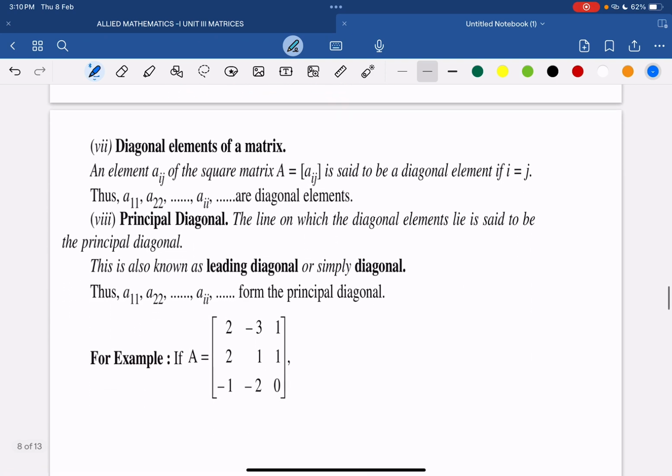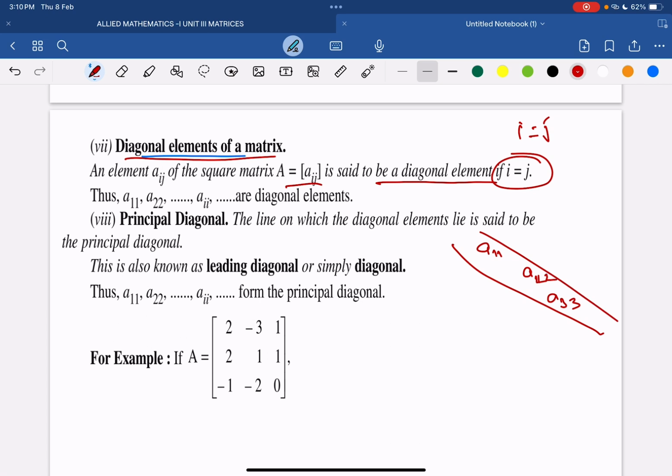Now see the diagonal of a matrix. First we discuss the diagonal elements of a given matrix. In a matrix, elements Aij where i equals j, both the i value and the j value are equal, like A11, A22, A33. These elements are called diagonal elements.